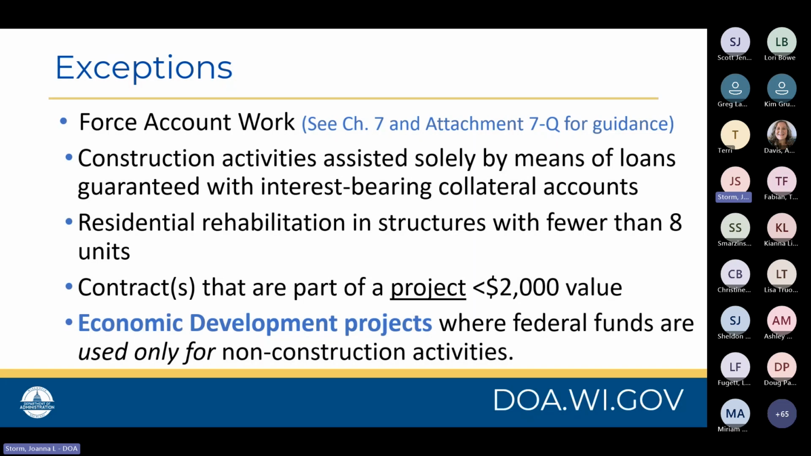Exceptions also apply to contracts that are part of a project that is less than $2,000 in total value. Almost all of our grants, if not all of our grants, are significantly higher than that in value. And there may be additional exceptions for economic development projects where federal funds are used only, again, for non-construction activities.